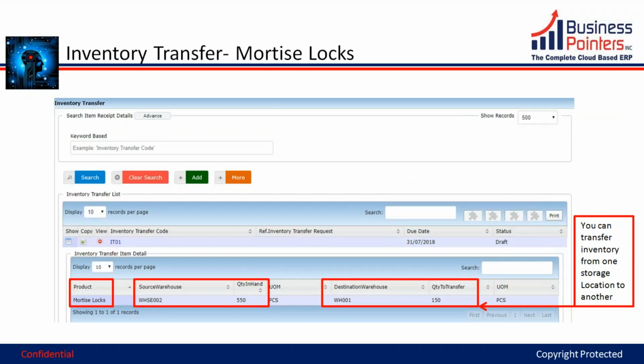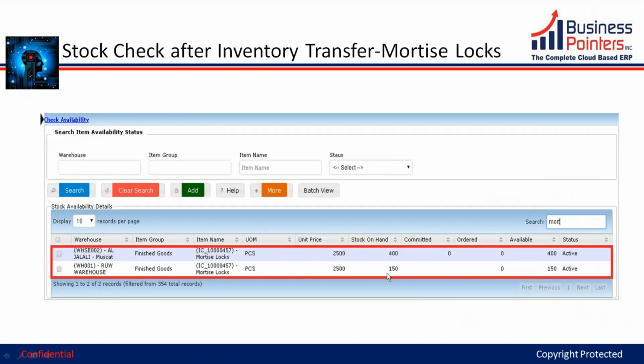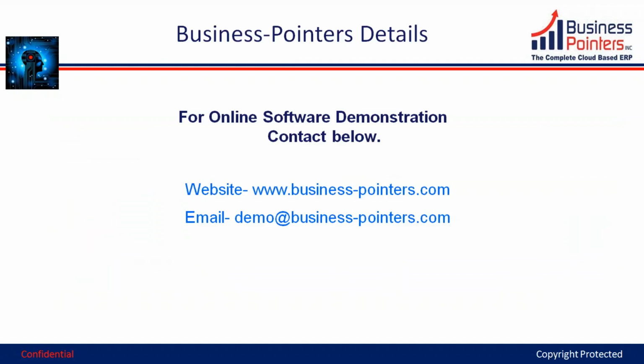After the inventory is transferred, the quantity in hand was 550 and we have transferred 150. If you see over here, the inventory is divided between those two warehouses. Stock on hand is 400 in the first, initial warehouse, and in the destination warehouse, 150 has been transferred. This is how you can manage the inventory and the inventory transfer in your system. These are a few of the features of the inventory management software suite.